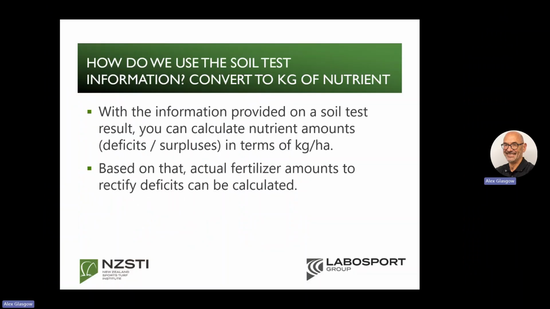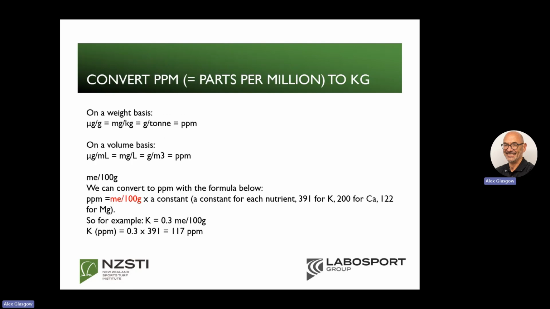Hi, this is Alex Glasgow, and today I'm going to talk more about how you can convert soil test results into a form that relates to actual fertiliser applications. So specifically, kilograms per hectare of nutrient, because when you know that, you can calculate actual fertiliser amounts. With the information provided on a soil test result, you can calculate these nutrient amounts, both surpluses and deficits, in terms of kilograms per hectare. And then based on that, you can calculate actual fertiliser amounts to, say, for example, rectify deficits.